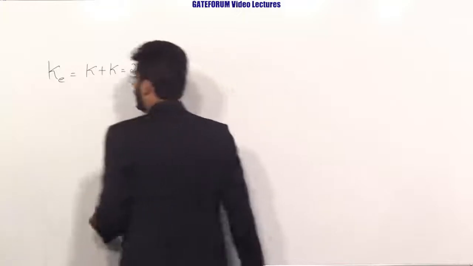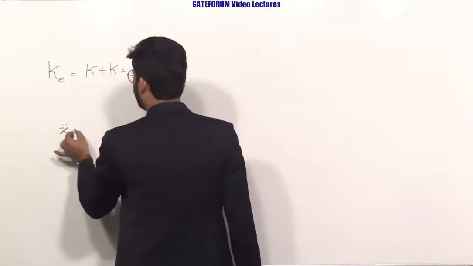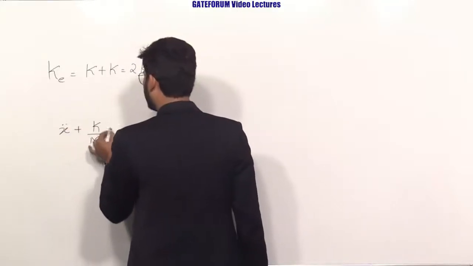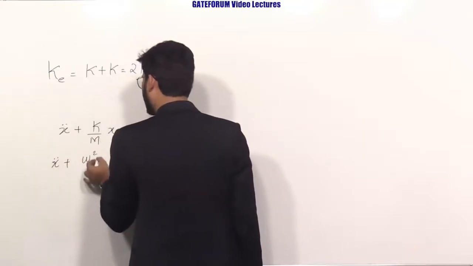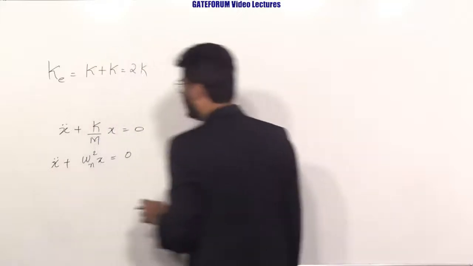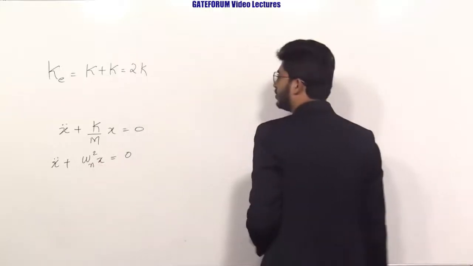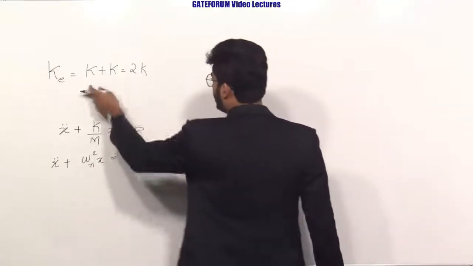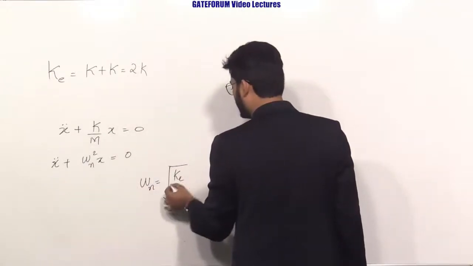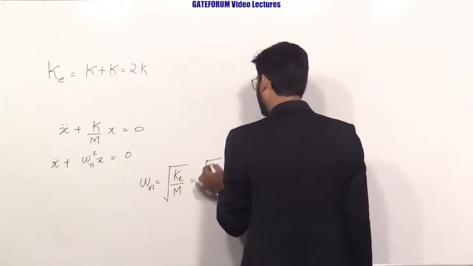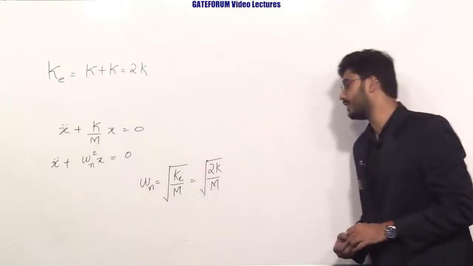Okay, and the governing equation for the free undamped vibrations is x double dot plus k by m x equal to 0, or this is x double dot plus omega n square x equal to 0. This is the governing equation of the free undamped vibrations, since here the damper is absent. So here equivalent stiffness is 2k, and omega n will be equal to root over equivalent stiffness by m, that is root over 2k by m. Okay, which is the option A. This is the end of the answer.